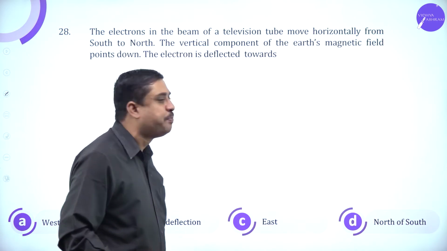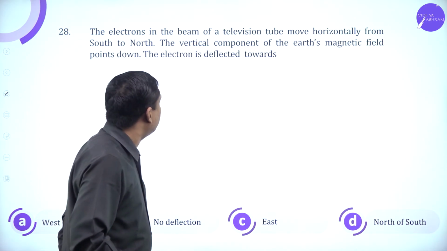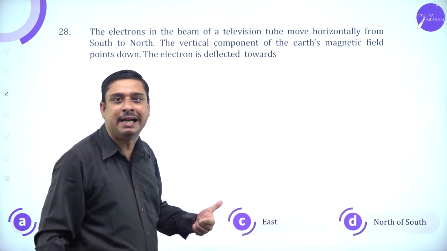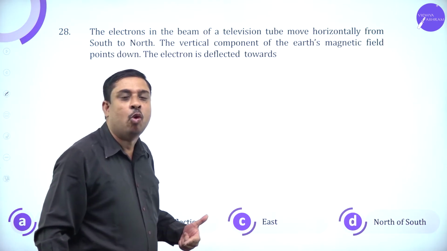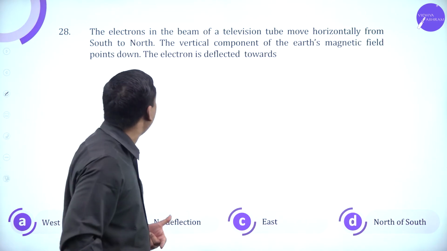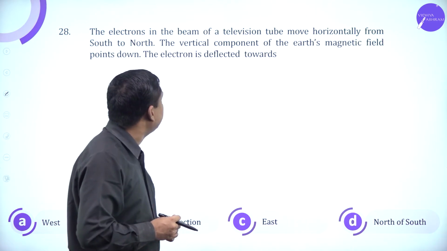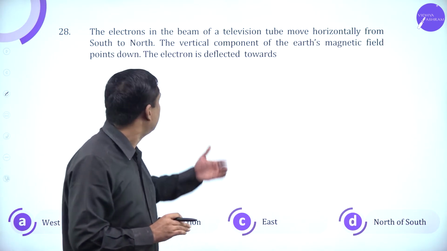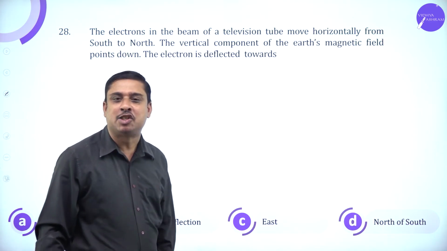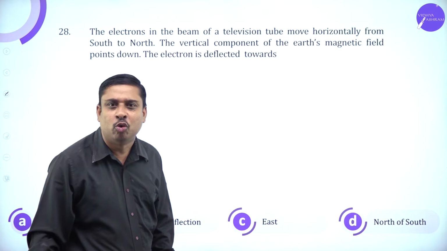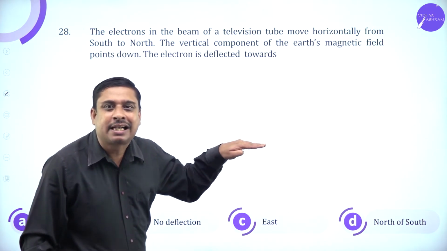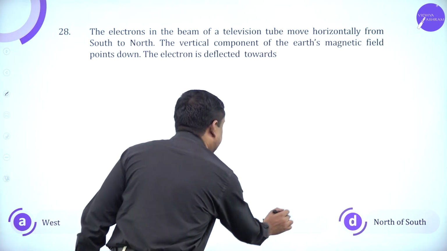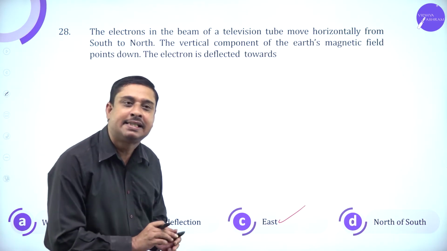The electrons in the beam of a television move horizontally from south to north. The vertical component of the Earth's magnetic field points down. The electron is deflected towards? By Fleming's left-hand rule, the force acts on the electron beam towards east. Therefore, it has to be deflected towards east.